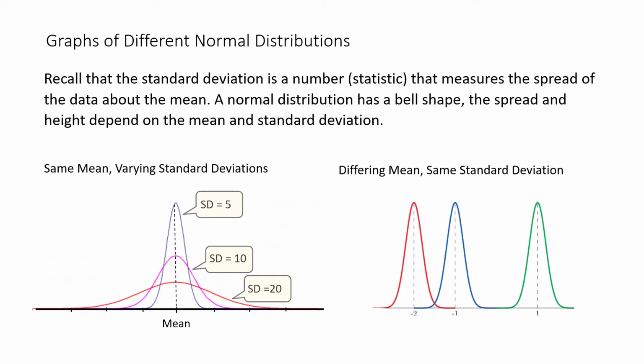Now, consider the graphs to the right. They have differing means, but have the same standard deviation. Notice that the shape is exactly the same. The height is exactly the same for all three of them. The only thing that's different is where they're shifted. The middle one has a mu of -1. That's the mean of -1. To its right, same shape, same height, but shifted to the right, the mean is 1. And then the leftmost one, same shape, same height, but the mean for this one is -2.